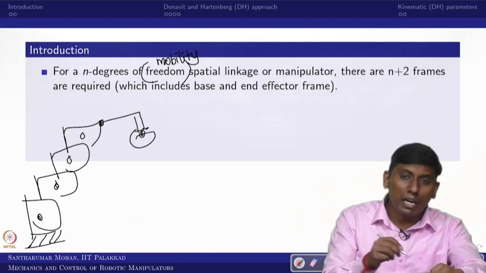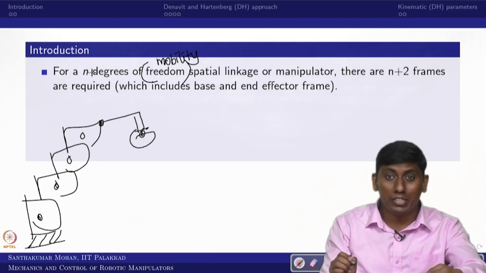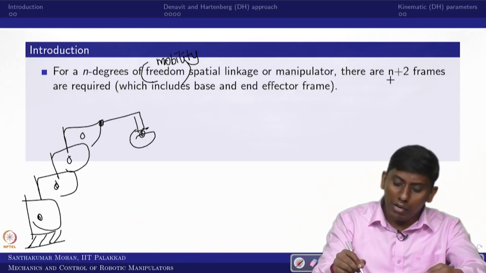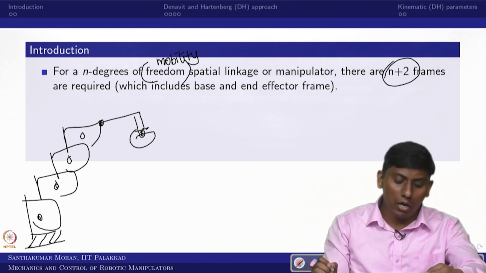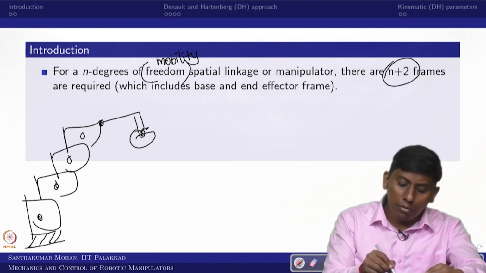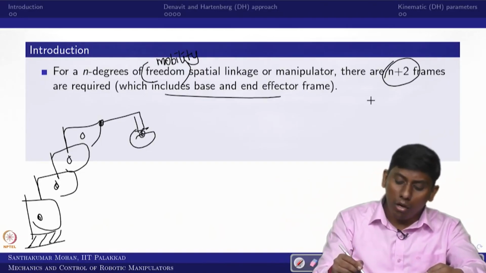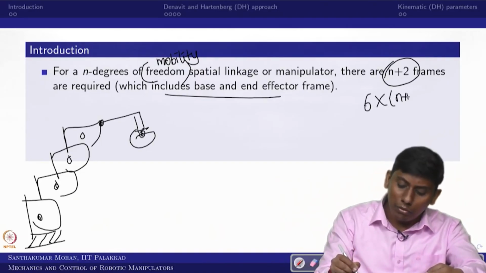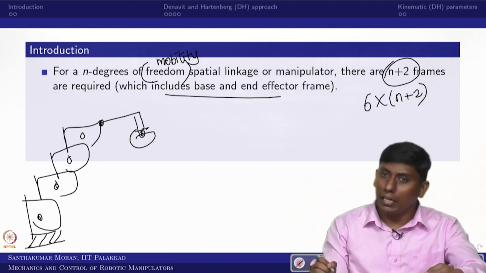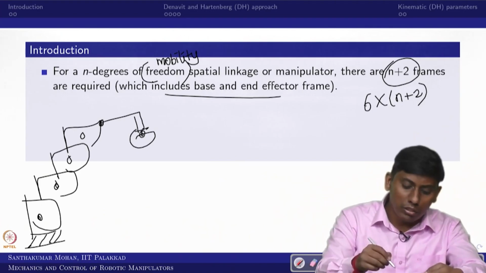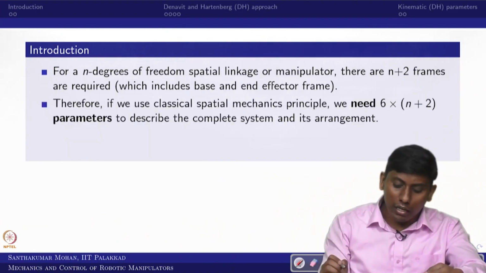So if you have an n axis spatial robot, serial robot, then you need n plus 2 frames, which includes the base and end effector. In that sense, how much information do you have to derive? You have to derive 6 into n plus 2, right? Can I reduce it? That is the biggest question. That is what we are trying to say.